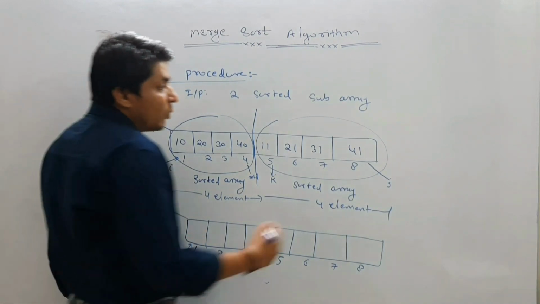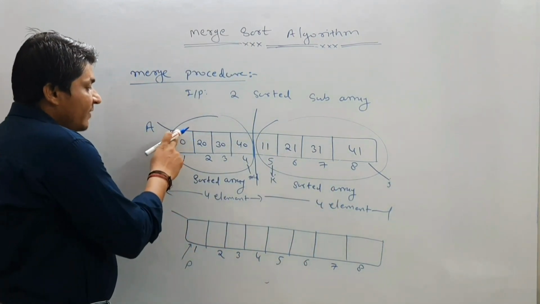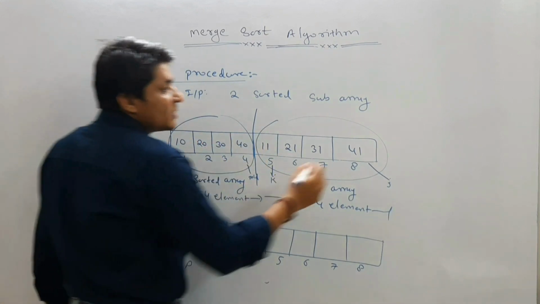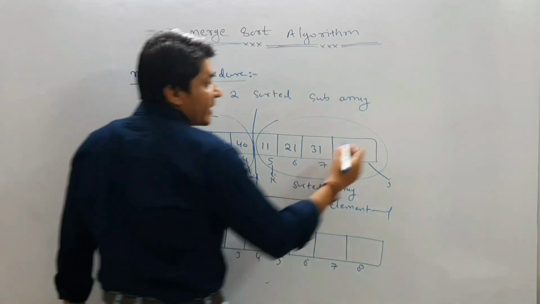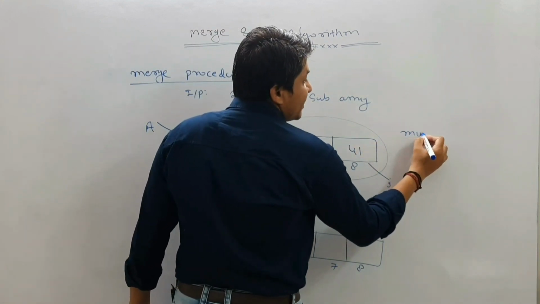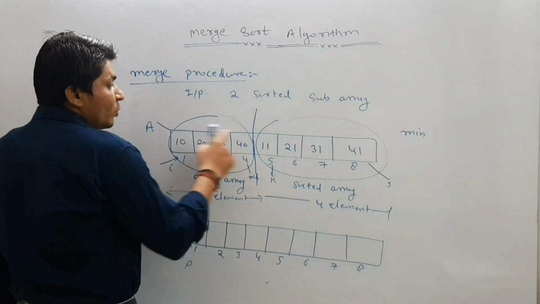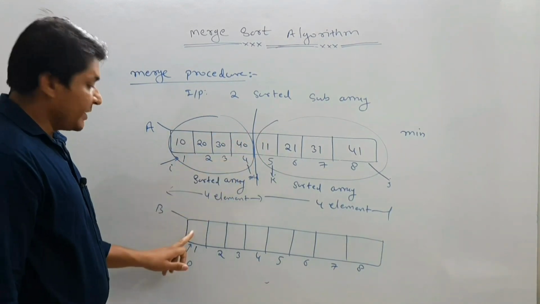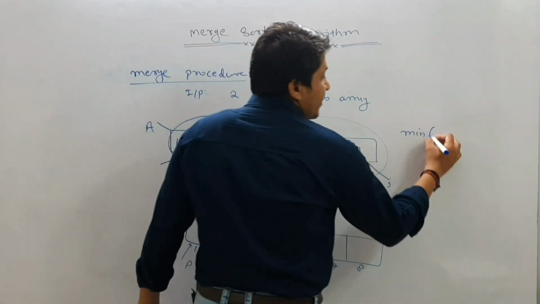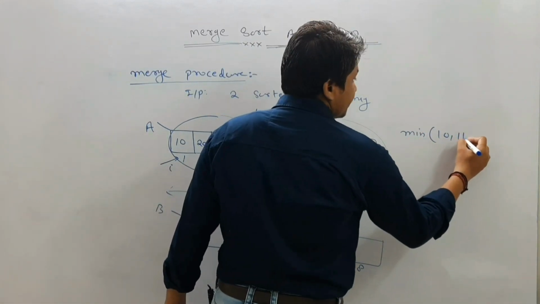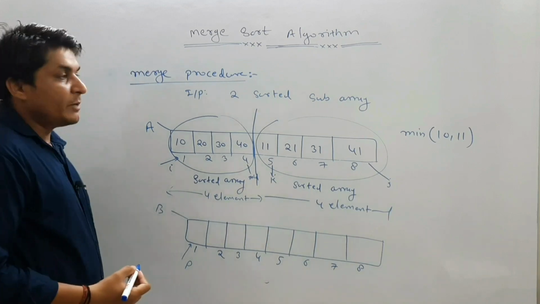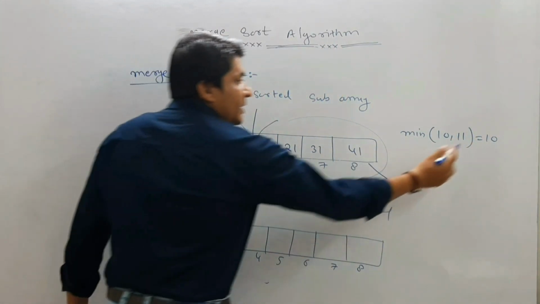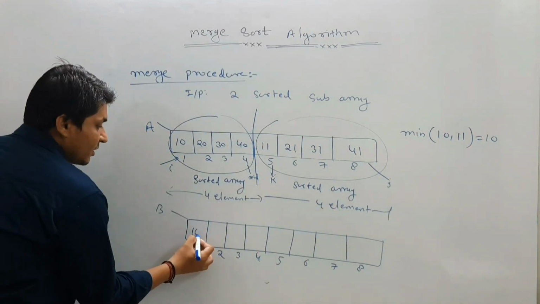Now see what we will do. We will compare the first element of the first array with the first element of the second array. Means what we are trying to do in this case, we are trying to find the minimum of these two elements. So we are comparing 10 and 11. Whichever is minimum we will copy here. So minimum of 10, 11: which one is minimum? Minimum is 10. Correct. So we will copy 10 in this array.